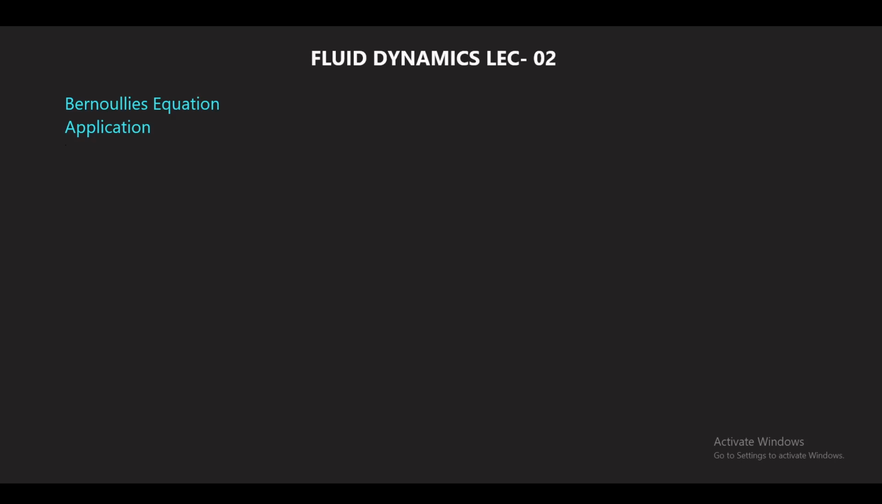The standard form of Bernoulli's equation, P by gamma plus V square by twice g plus Z, is equal to constant. This is one of the forms. Then we also saw the different forms in terms of density or pressure, and different types of head we have discussed. So in this lecture, we are dealing with the applications of Bernoulli's equation. What are the different applications of Bernoulli's equation? We are going to discuss that.